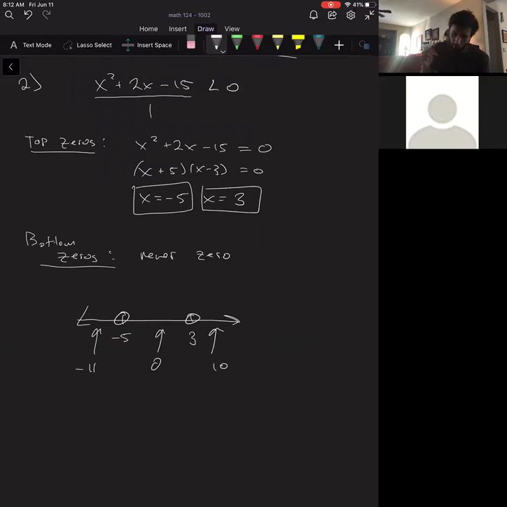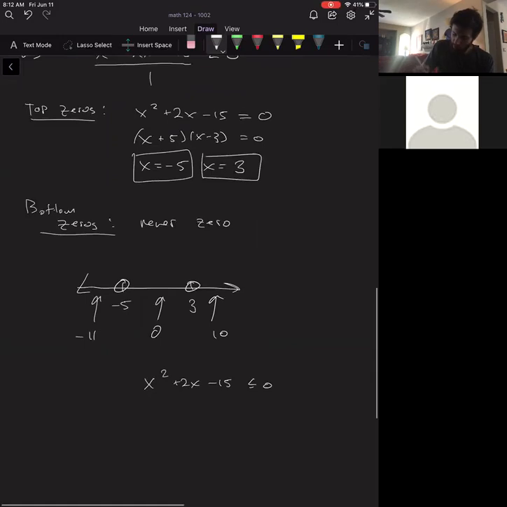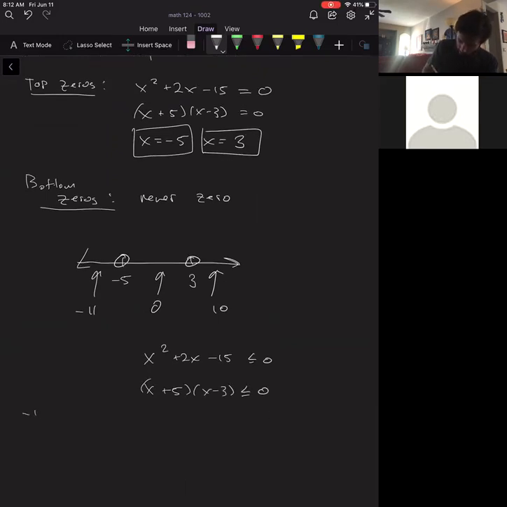All right, so what are we plugging it into? Well, what we want to solve is x squared plus 2x minus 15 is less than or equal to 0. It's going to be easier to plug it into the factored version. We'll see why in a second. So if we plug in -11, we're looking at this piece right now. The first term is going to be a minus sign, and the second term is going to be a minus sign. So we're going to get positive.